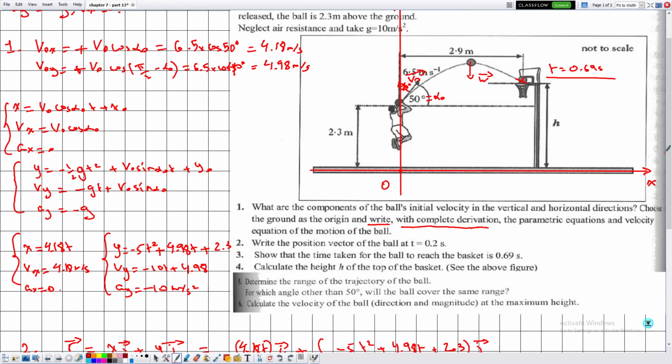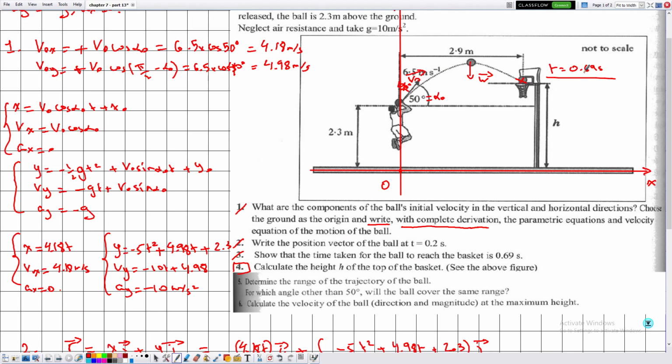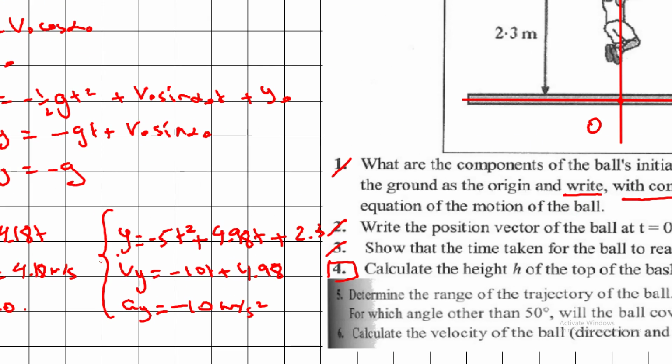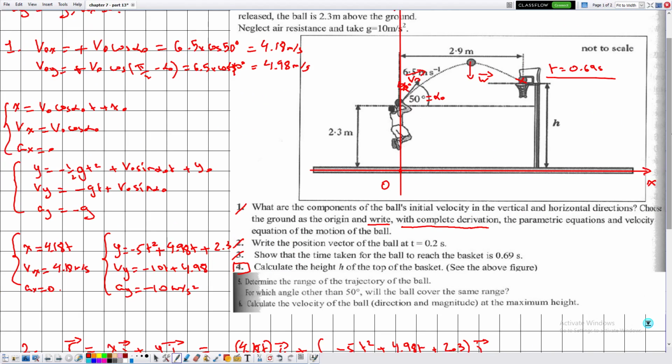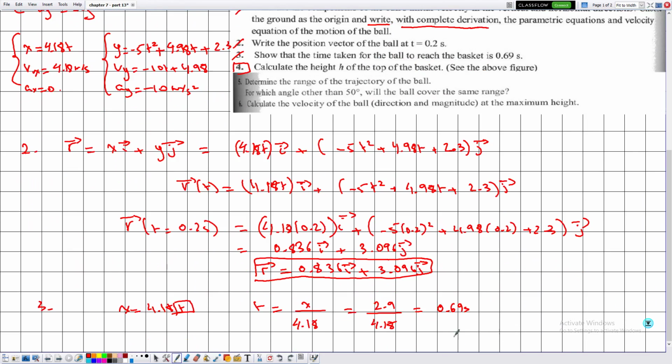Now here in this case we are done with parts 1, 2 and 3. They are telling me in part 4 to calculate the height h of the top of the basket. So we need to calculate this height h, which corresponds to this event at t equal to 0.69, and we have y explicitly as a function of t. Then, replacing the value of t, which is 0.69, we can determine the value of y.